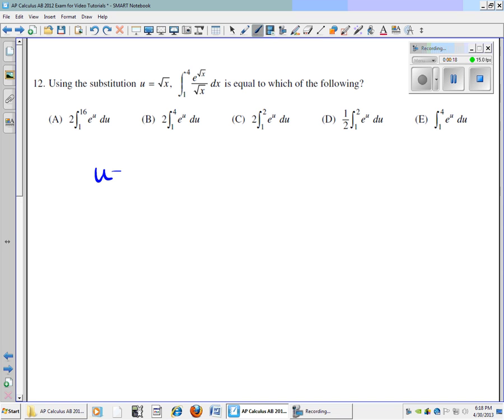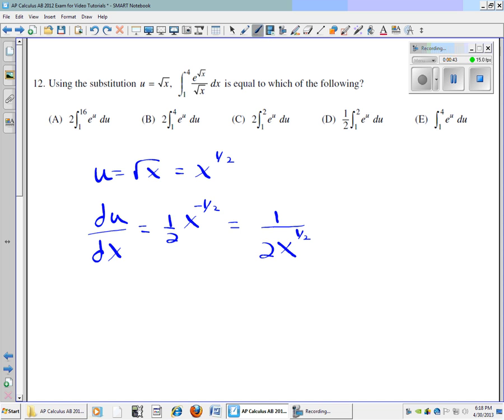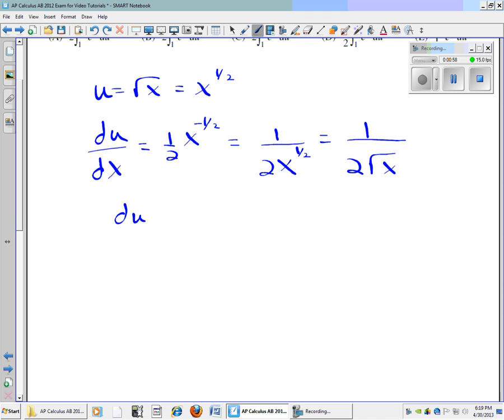Let's begin by writing u as being equal to the square root of x. We can rewrite that as x to the 1/2 power. So the derivative of u with respect to x would equal, and we'd use the power rule here, 1/2 x to the negative 1/2. And we can rewrite that as 1 over 2x to the positive 1/2, taking that x to the denominator and changing its exponent sign to its opposite. And we can then change it back to a square root, so 2 square root of x.